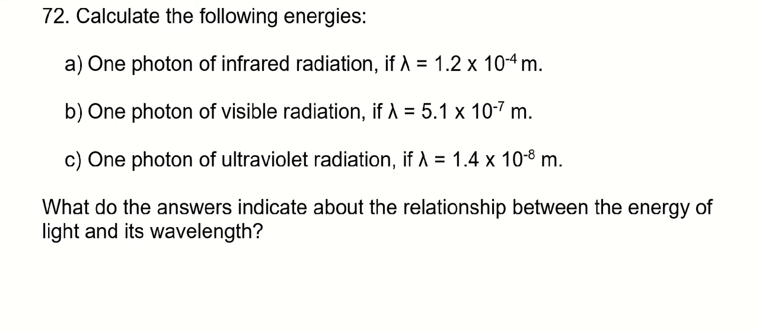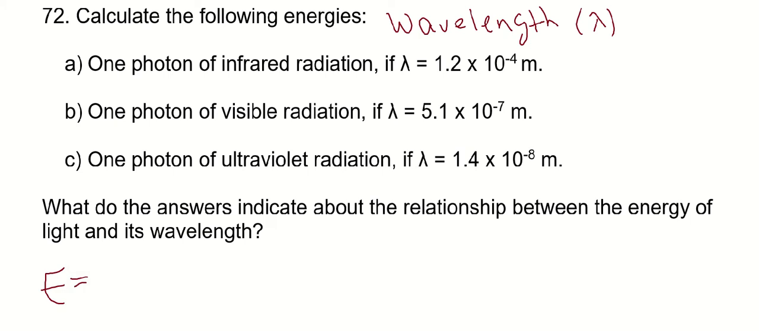We're asked to calculate energies and we're given wavelengths represented by the symbol lambda. We're going to use a couple of equations here. We know that energy is equal to Planck's constant times frequency. We also know that the speed of light is equal to the product of wavelength and frequency.